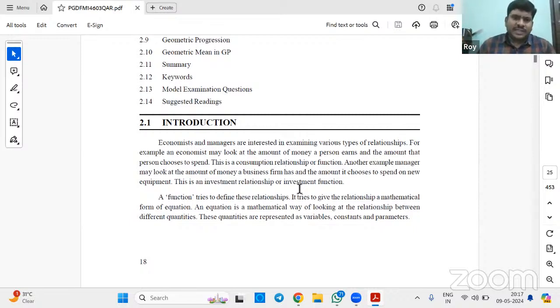It's a function, right? This is an investment relationship or the investment function. See that? You need to understand why I am going to learn function. This function tries to define these relationships. It tries to give the relationship a mathematical form of equation.